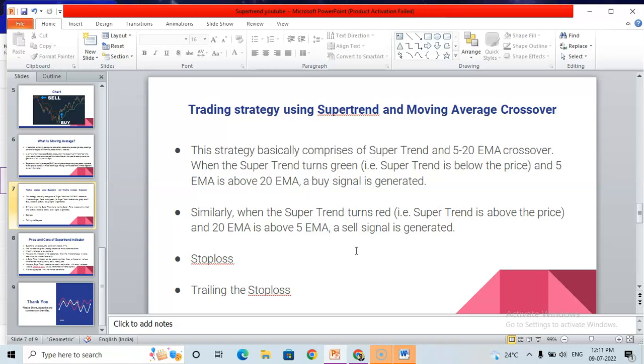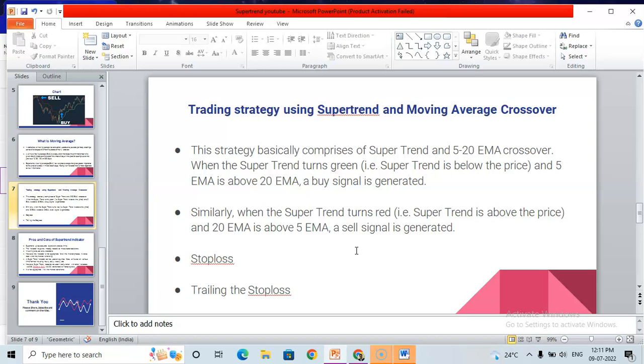Okay, and you can also trail the stop losses. What is trailing the stop loss? Trailing the stop loss is like, if you have bought some particular company at around, think that, 100 rupees, and you have put the stop loss at 90.